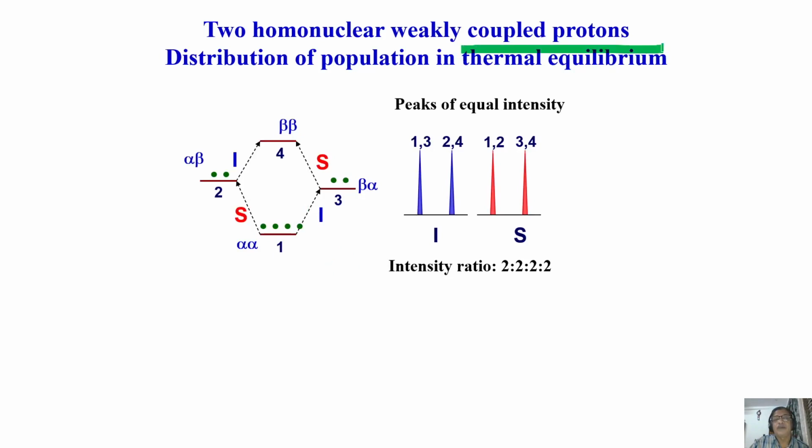When two protons are weakly coupled, you have only 4 energy levels. That's what I said, 4 energy levels and 4 transitions. No doubt about it. We have discussed this a lot, and all of them are of equal intensity. We know the center of this gives the chemical shift, and this separation gives you the J coupling. I don't have to repeat again and again. I hope you are all with me.